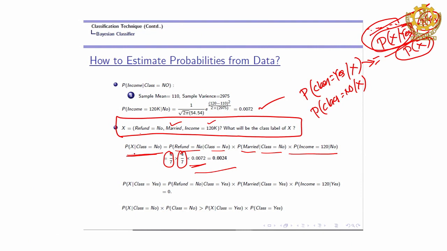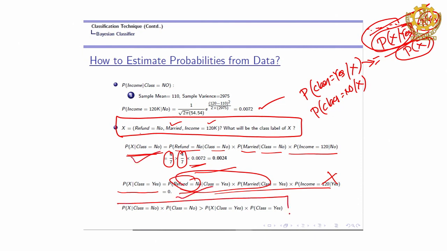So this is the probability of the pattern belonging to class no, and then the probability for the other class. One part will be 0 probability, since out of these two one will be 0. Then this value is more than 0, so the class level will be no. So, I stop here.